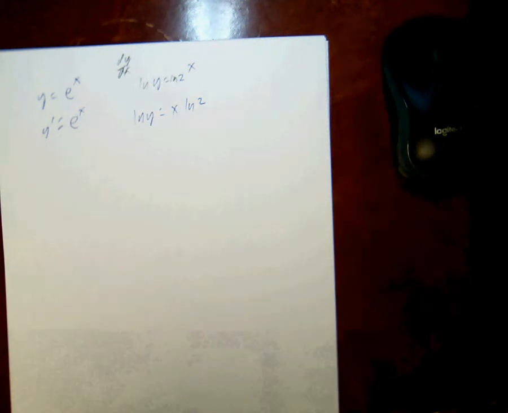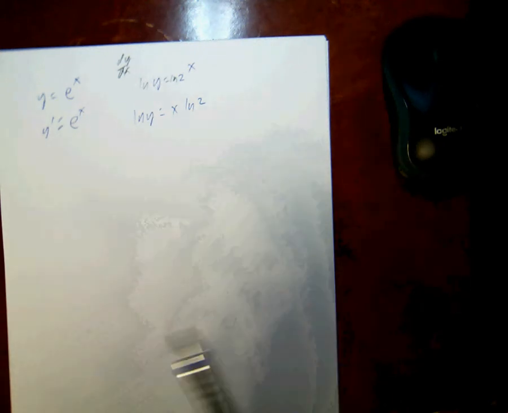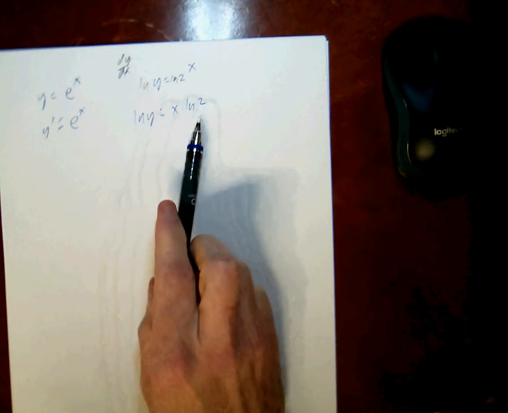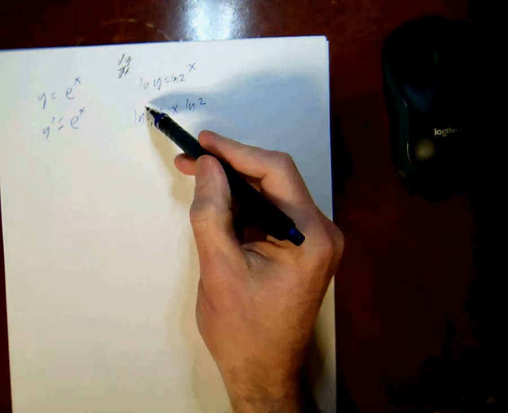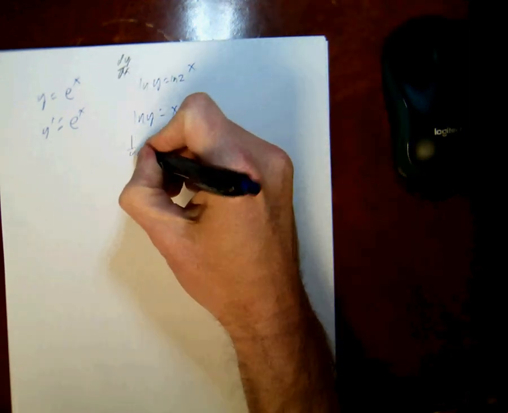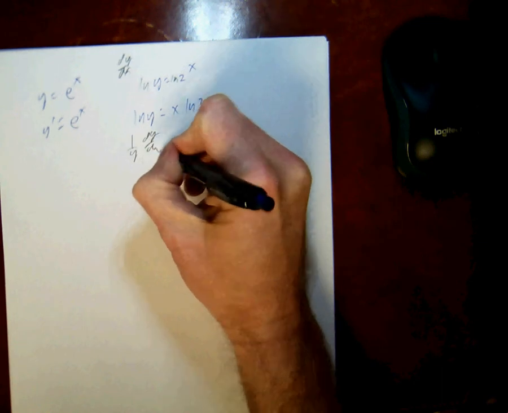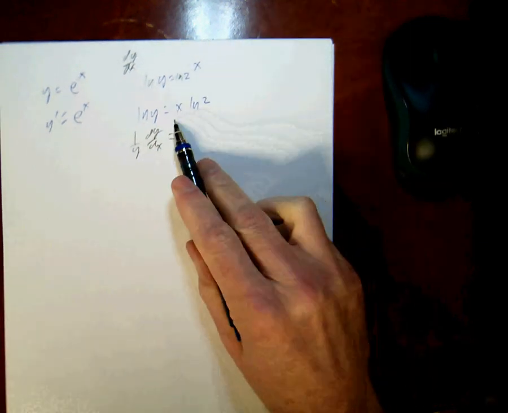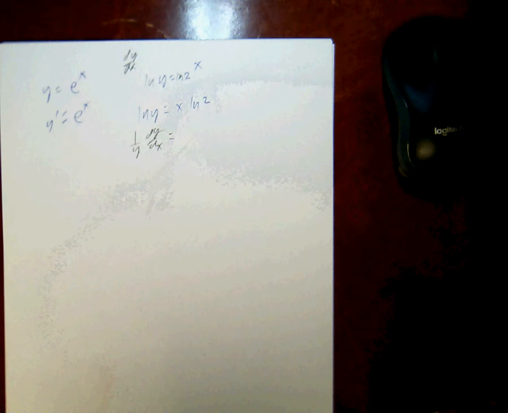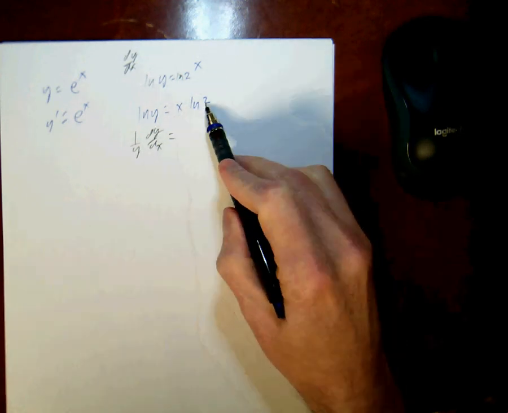With logarithmic differentiation, you're basically doing implicit differentiation. So we're going to take the derivative of both sides. The derivative of natural log of y gives me 1 over y, dy dx. And let's talk about the derivative of this. What's the derivative of x natural log of 2?